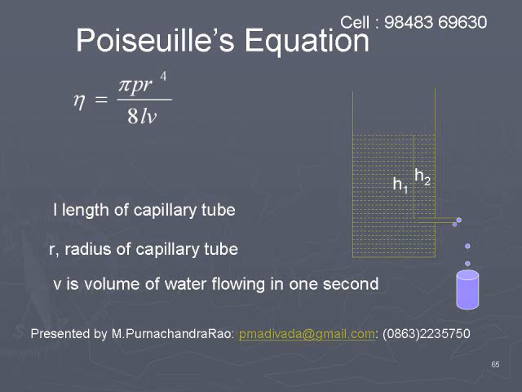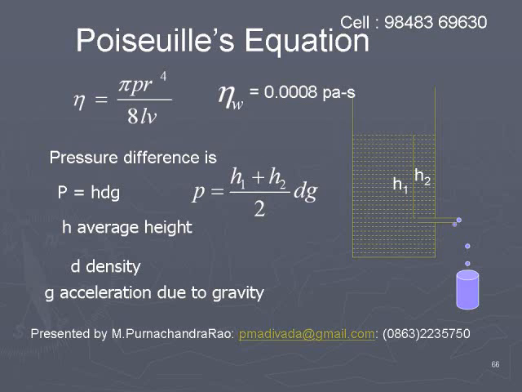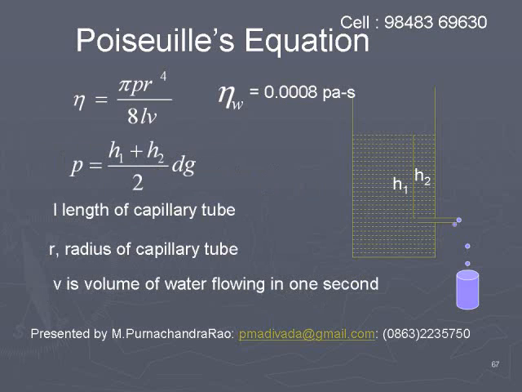As we collect the liquid, the height of the liquid column decreases. So, h is taken as the average of the initial and final heights. Initially, if the height is h1, and after collecting the liquid the height is h2, then the average height is (h1 plus h2) by 2. So, the pressure difference P becomes equal to (h1 plus h2) by 2 into d into g.